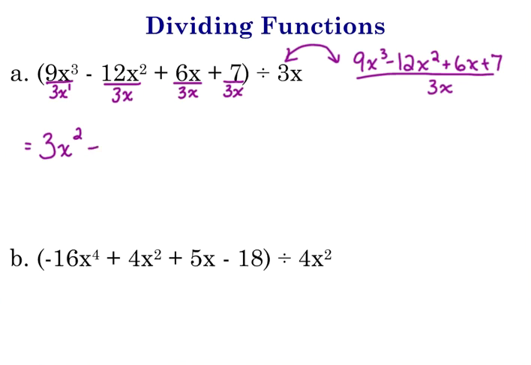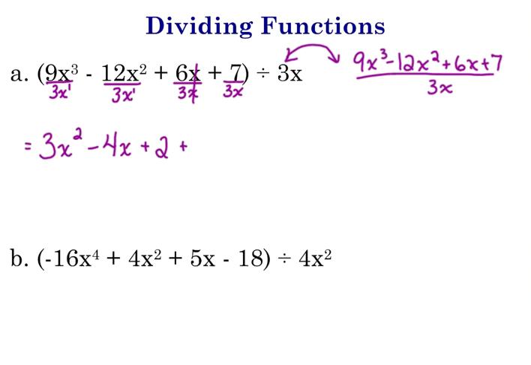Bring down the signs. Okay, negative 12 divided by 3 is negative 4. X squared over x, subtract those exponents, that leaves you with x to the first. We just don't write a power of 1. 6 divided by 3 is 2. X over x, a lot of people will say that those cancel. Yes, technically they cancel, because x divided by x is 1, just like 8 divided by 8 is 1. Okay.